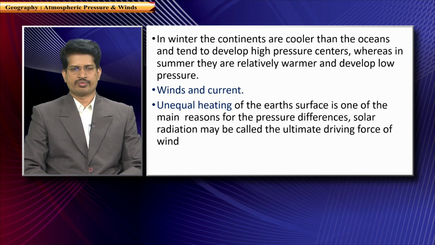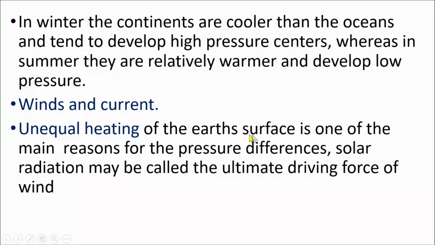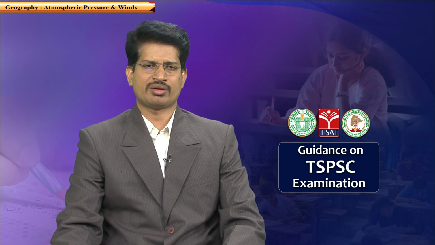Winds and currents, we have discussed the difference between winds and currents. The reason behind this is that unequal heating of the earth's surface is one of the main reasons for the pressure differences. Throughout the surface of the earth, it is not equally heated because the angle of incidence of solar radiation varies from equator to the poles, which is one of the factors. All the topographical or geographical features will not have the same reflecting capacity of solar radiation, which is described as albedo.